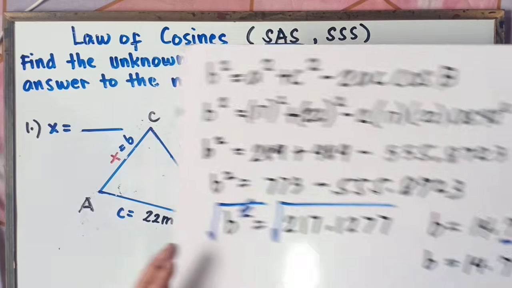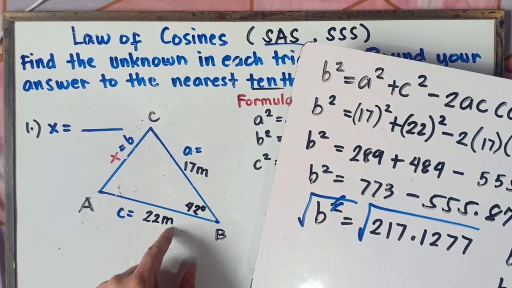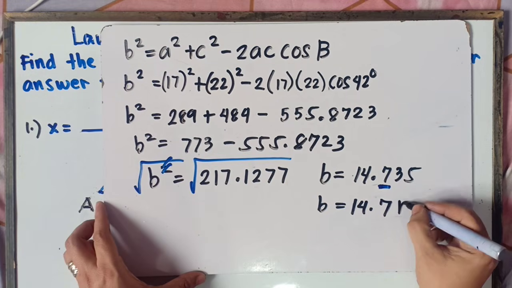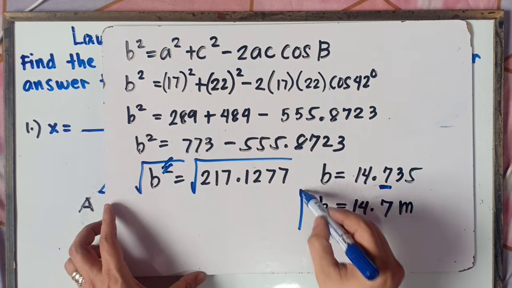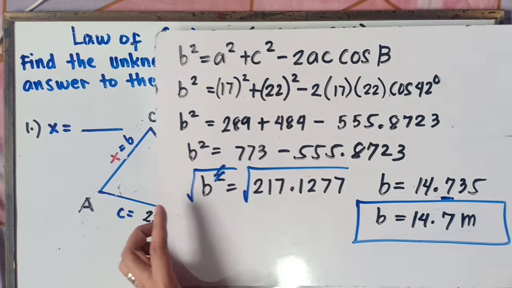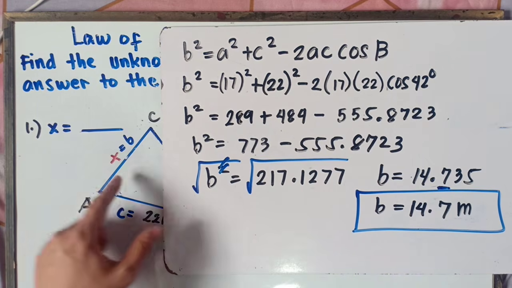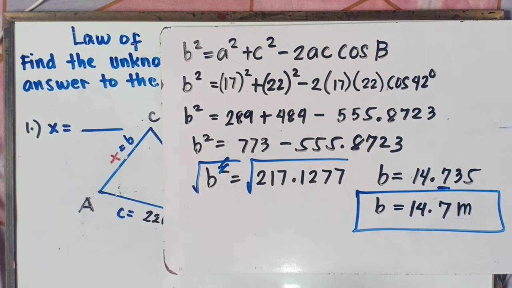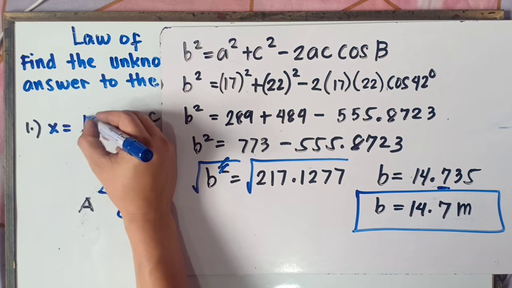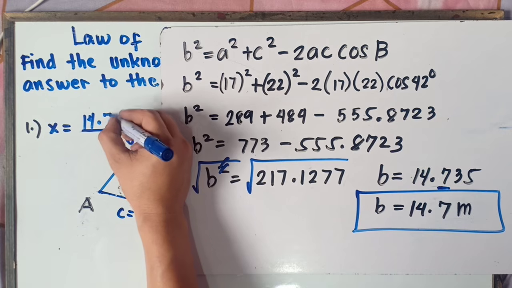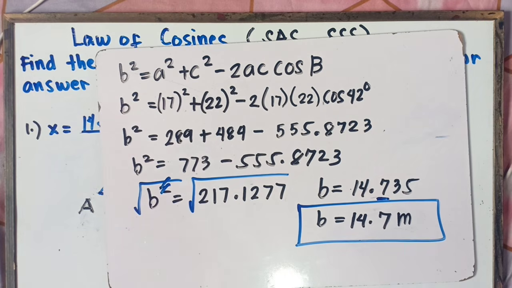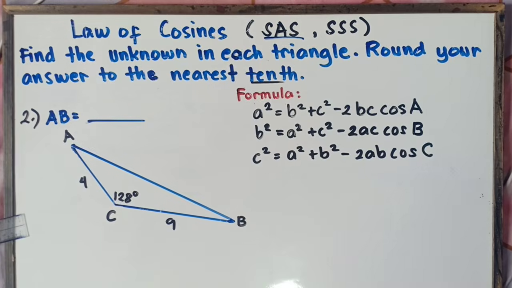And then the units, we're looking for meters. That's it, class. We're all set. Side B will be 14.7 meters, or that would be the value of x, because x is equal to b. So therefore, x is equal to 14.7 meters. Alright, so let's proceed now to example number 2.